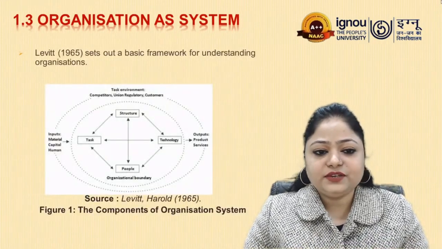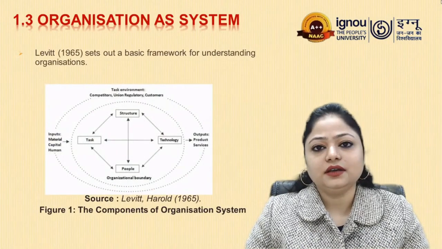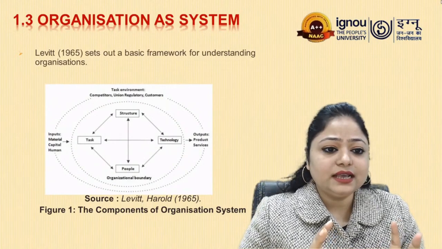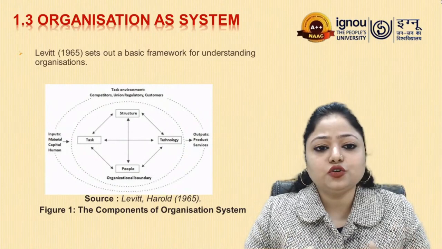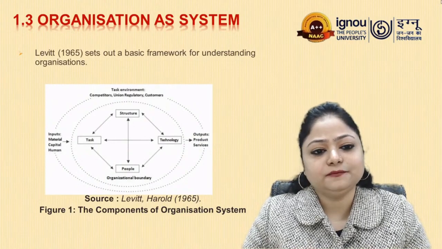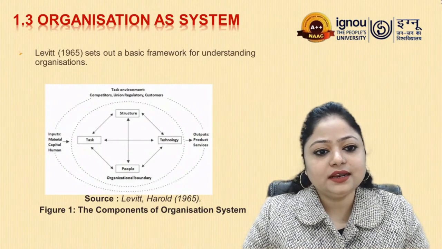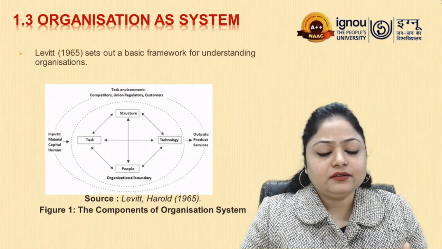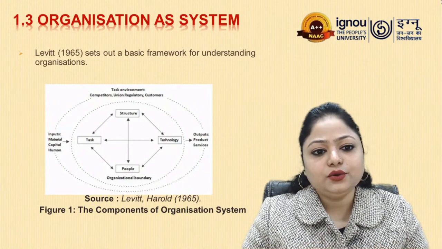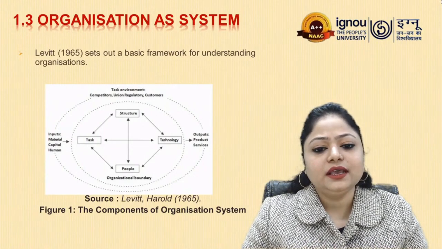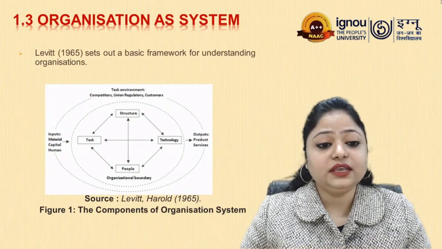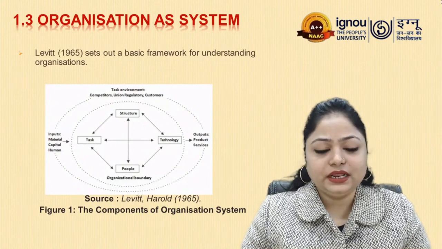Then here is a diagram given by Leavitt in the year 1965, and Leavitt has given various subparts or components, a basic framework to understand how an organization can be seen as a system. So here in the diagram we can see the task environment on the outer layer, which includes competitors, unions, regulators, and customers. Then there is the entire procedure, the structure. In the inner core there are structure, technology, people and task.